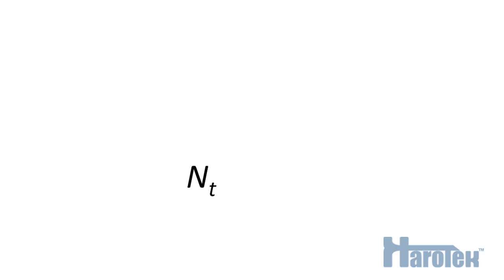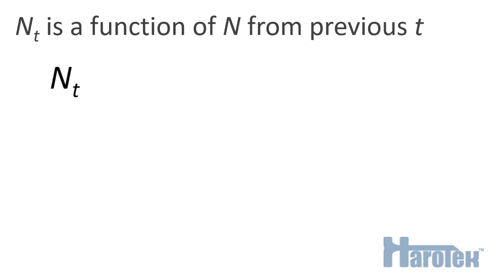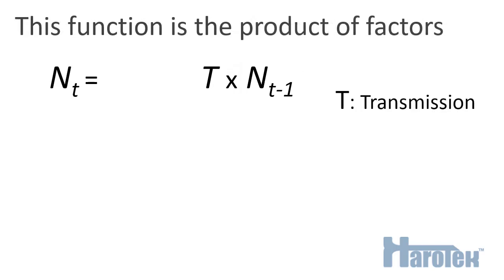This number of infected persons is a function of the number of infected persons at the previous time t minus 1. This function is simply the number of persons previously infected multiplied by coefficients for different factors. The first coefficient, t, is for transmission, and this coefficient is typically a characteristic of the virus itself. It indicates how easily the virus transmits from one person to another.